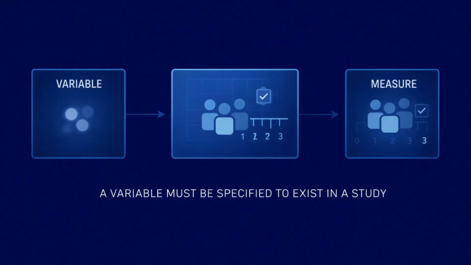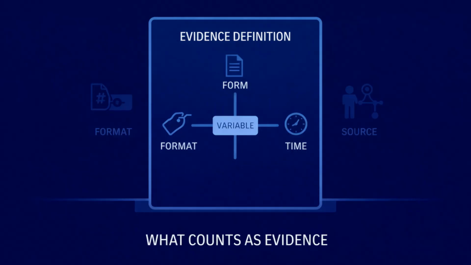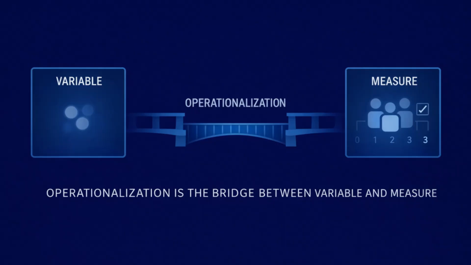Operationalizing a variable means specifying exactly how that variable will exist in the study. It is not just writing a sentence definition. It is deciding what will count as evidence of that variable, how that evidence will be captured, who or what will produce it, and when it will be collected and how it will be expressed as a value, category, or code. Until those decisions are made, the variable is still conceptual.